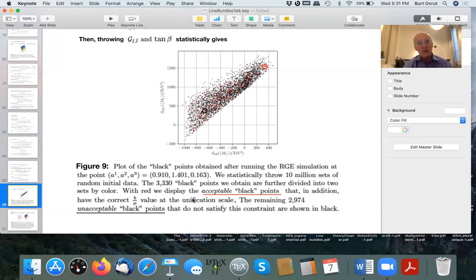the unification scale. The remaining points, which is most of them, 2,974 of them, also give perfect low energy physics, but when you scale them back, the ratio of B over mu does not have the right value. And so therefore, from that point of view, the mu problem, if you wish, they are not fully acceptable. They're unacceptable, but there are plenty of acceptable ones here too.